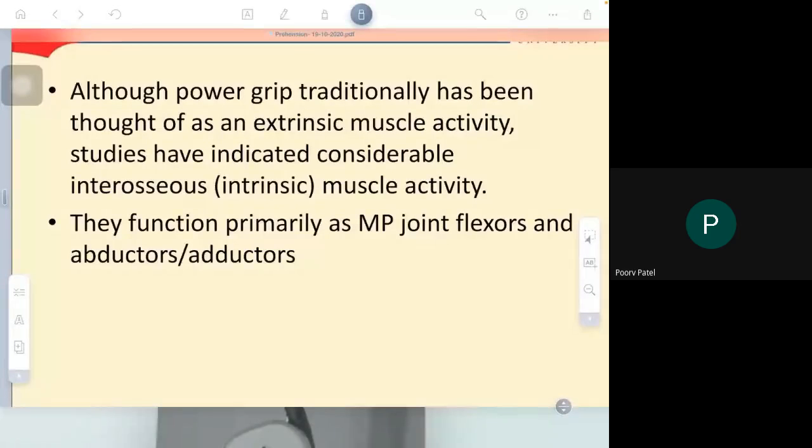Although power grip traditionally has been thought of as an extrinsic muscle activity, you should know the difference between extrinsic and intrinsic. Give some example for extrinsic muscles of the hand. Anyone? Who?